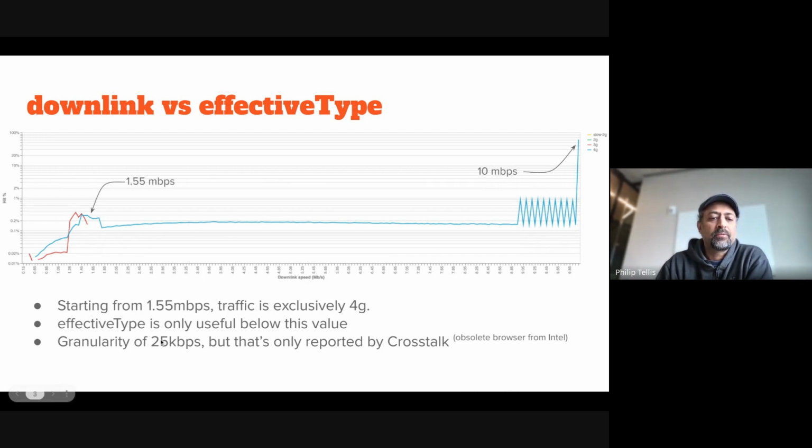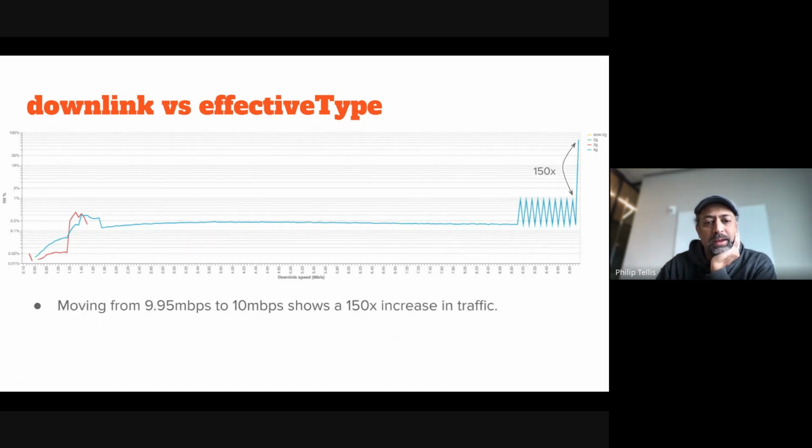And the granularity of 25 kilobits per second, we really don't see that. We see a granularity of 50 kilobits per second. The only browser that does report this is a browser called Crosswalk that was, for some point of time, built by Intel, and I think it was end of life in, I don't know, 2013 or something, 2017. So we don't see that data anymore. So when we move from 9.95 to 10 megabits, we see a 150 times increase in traffic.